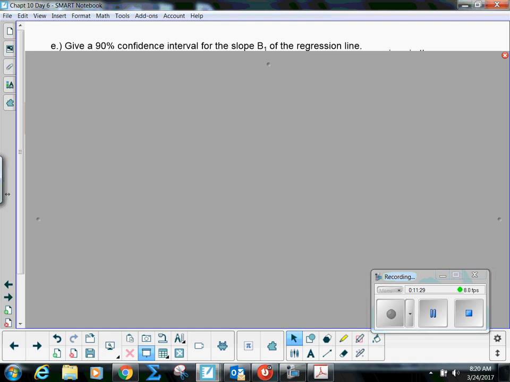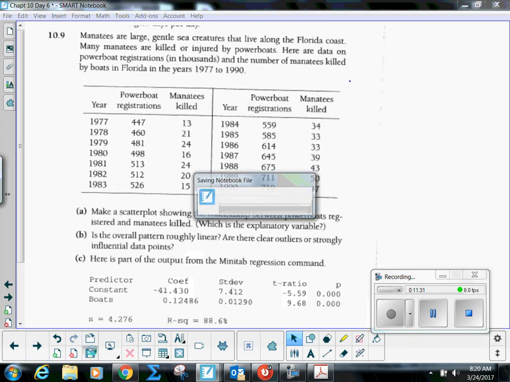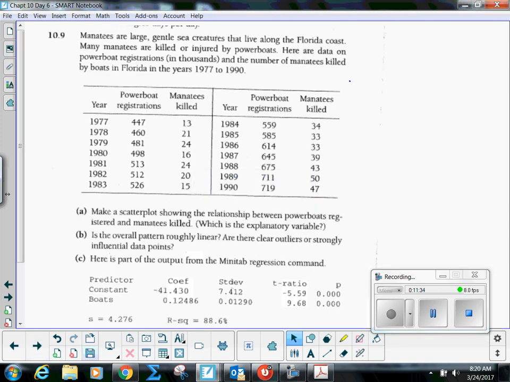Now what we're going to do is go to the next problem, and I want you to go ahead and do this one. This one's on manatees. This is part of your homework, by the way. If you finish it in class, you won't have homework. It's 11 and 12. So basically, you have the powerboat registrations and number of manatees killed. They're in thousands, okay? I know we did this, but now I'm doing it with the Minitab output. So I want you to do all the way through F based on what we talked about. Remember a little bit about this.